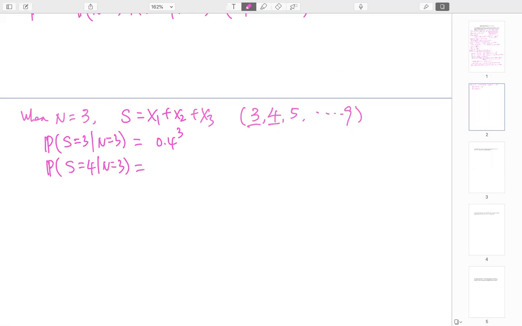It is 1, 1, 2, right? So one of the values is 2, the other 2 must be 1. So there are different choices for this 2. This 2 can be x1, can be x2, can be x3, meaning I have 3 choices for 2. Okay, and the probability for 2 is I think 0.4, right? And probability for 1 is also 0.4 squared.